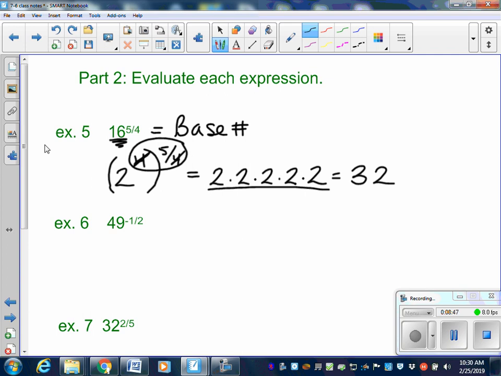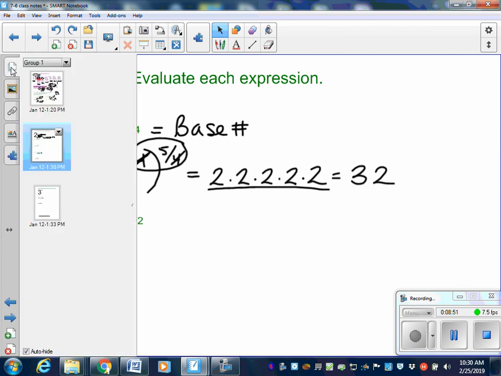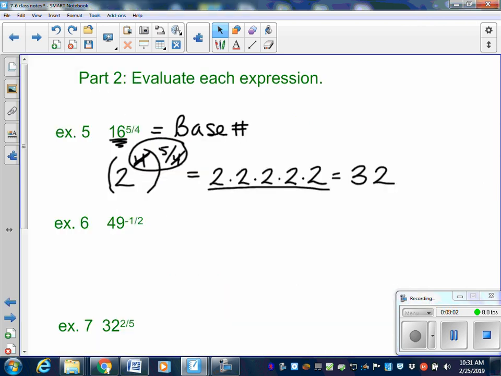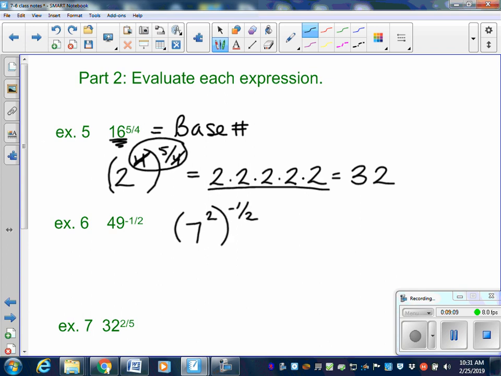Okay, a couple more. 49 raised to the negative 1/2. You're going to go back to your chart. You're going to look under 49, and under 49 is way over here, you guys. 49 is the same thing as 7 squared. You're going to go back under this page, and you're going to change 49 to 7 squared. And you're still going to raise it to the negative 1/2 power. You know you're doing it right, because the 2 and the 2 would cancel each other out. You're left with 7 to the negative 1.